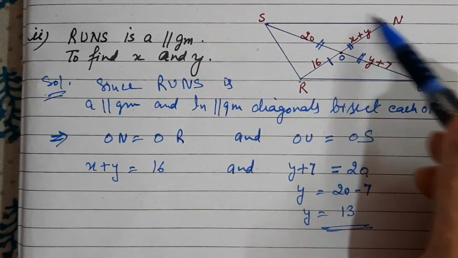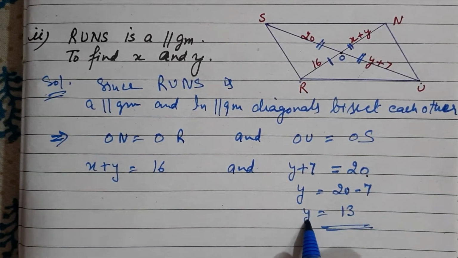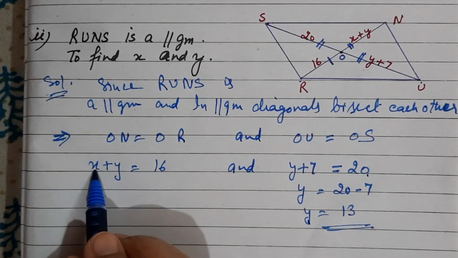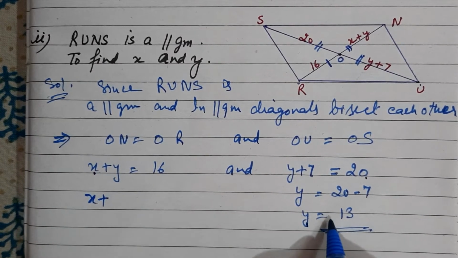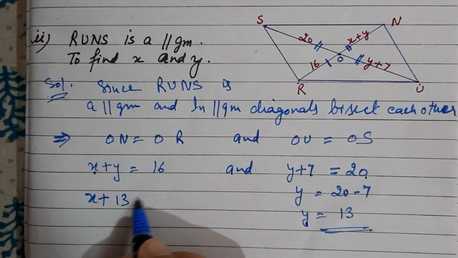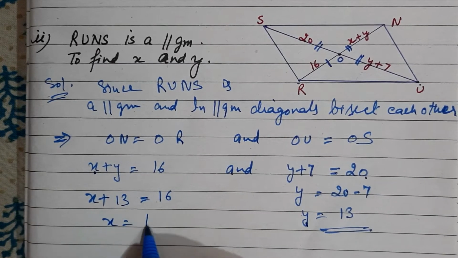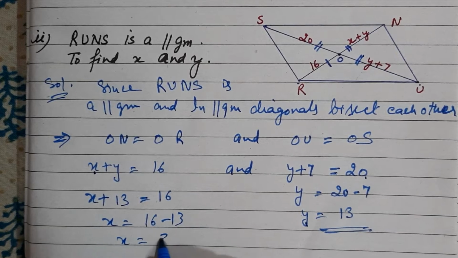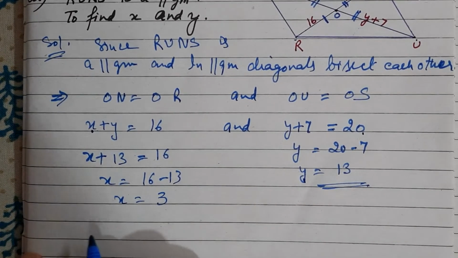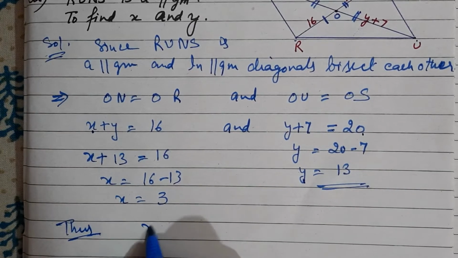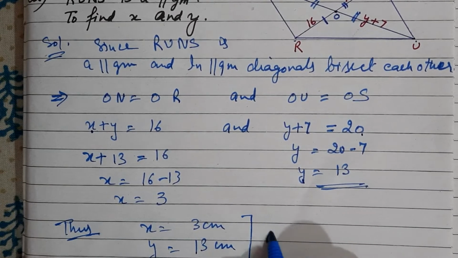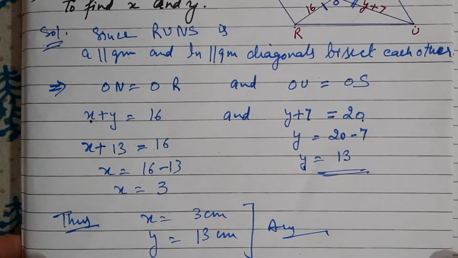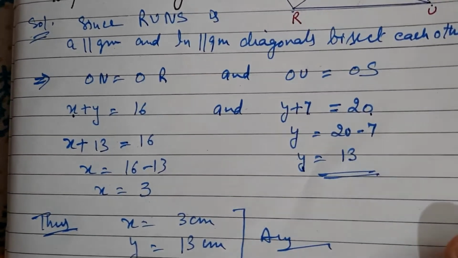Now see, the question is the same, and this value of y will be substituted here in this first equation. So x plus y is equal to 16, which means x plus this y, 13, is equal to 16, and x is equal to 16 minus 13, x is equal to 3. Thus, x is equal to 3 centimeter and y is equal to 13 centimeter. So this is the answer. So in this second part, the property of diagonals which bisect each other in a parallelogram is used.